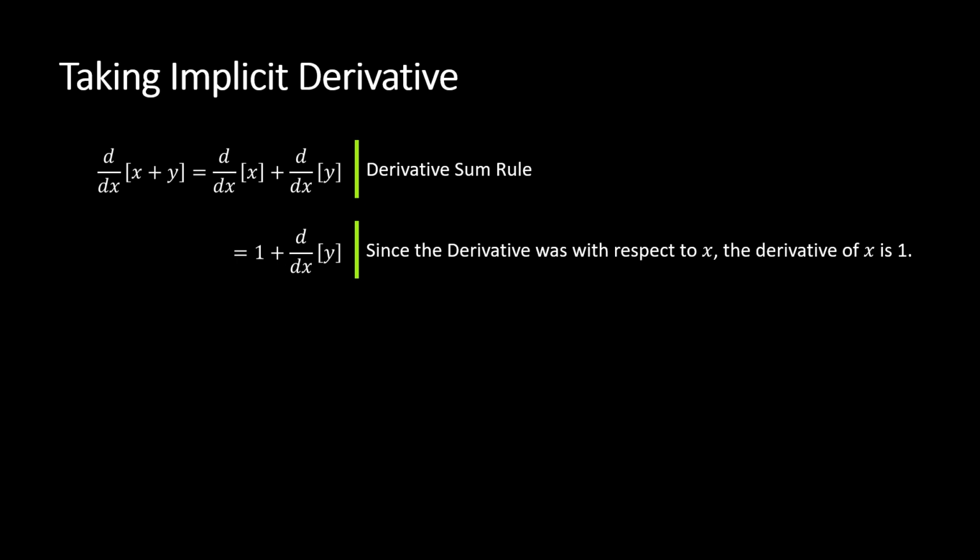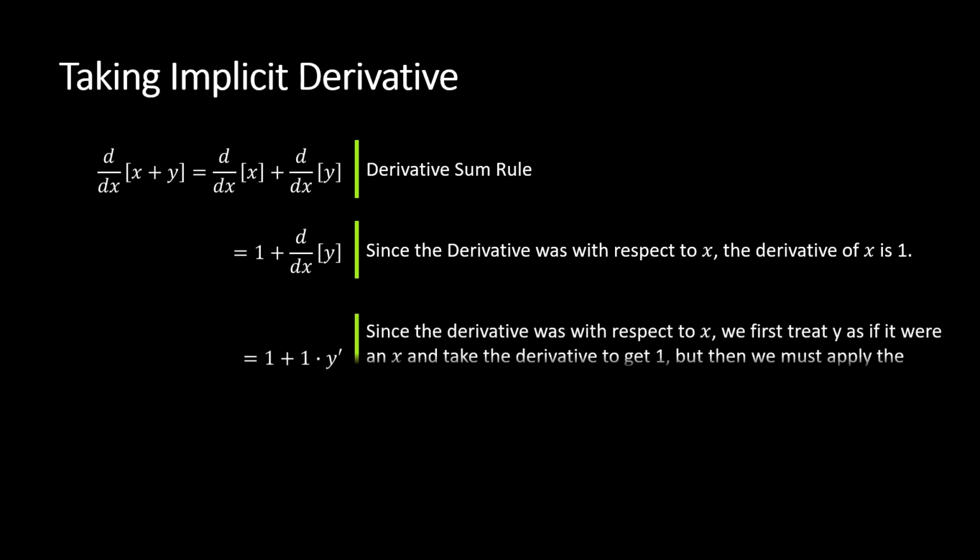Now, the other one doesn't match. In particular, I'm taking it with respect to x of y, and these are different letters. This also tells me what to do, which just means I have a little bit more to do. So I start by treating whatever that letter is as if it were an x in terms of taking the derivative. So with respect to x of y, I pretend for a second that's an x, so that means it would be a 1, just like it was before.